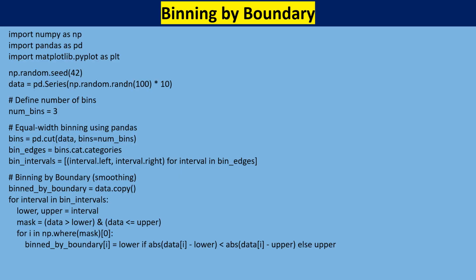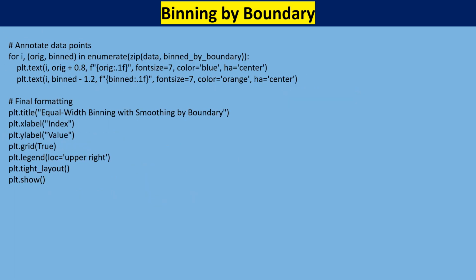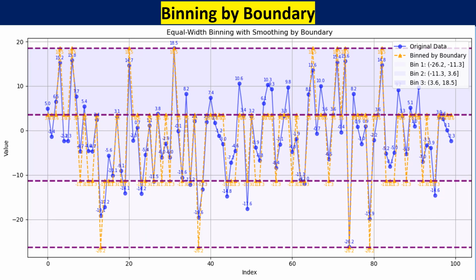Binning by boundary, code, continue code, and this one is the results. Original data. First the data is split into three equal ranges, also called bins. Each data point is then snapped to the closest bin boundary, either the lower or upper range. The method is useful when we want to reduce noise in the data while preserving the general trend.